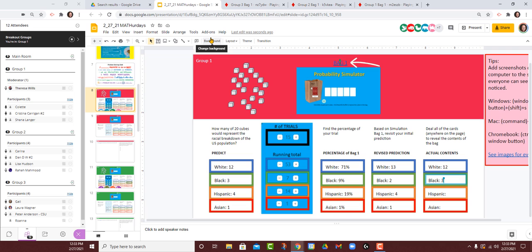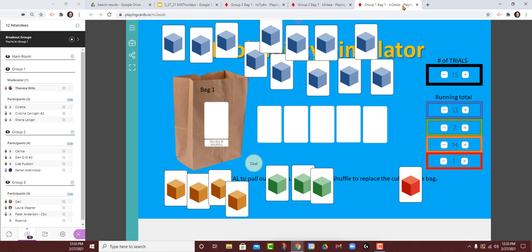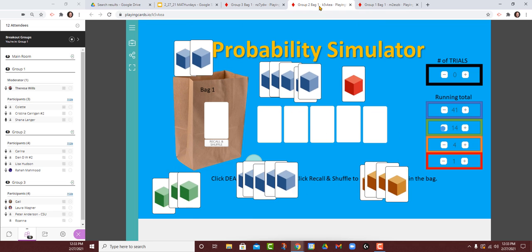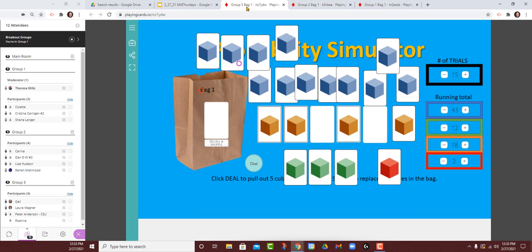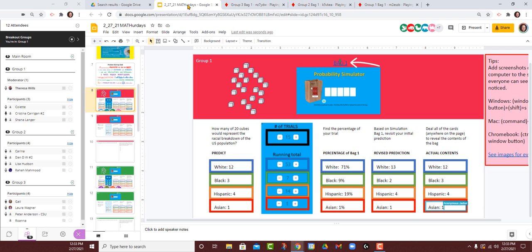Orange. Wait a second, I'm trying. Okay, wait, no, that's 3. Oh no, wait, no, we got it right. We had it right. Our original prediction was right. Yeah. Wow, that's bizarre.